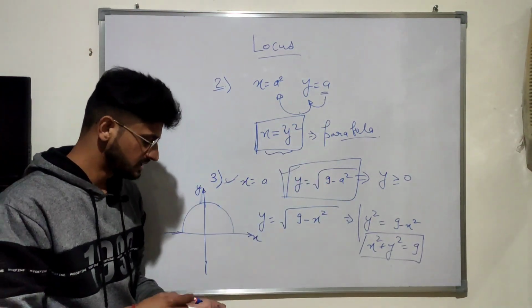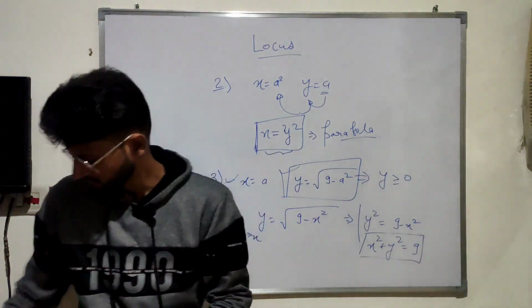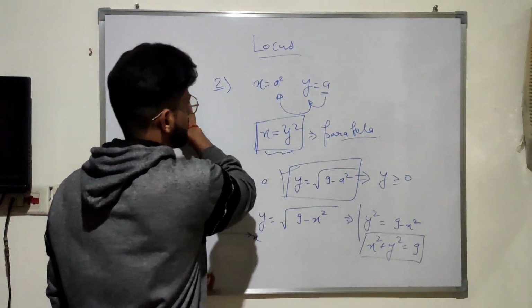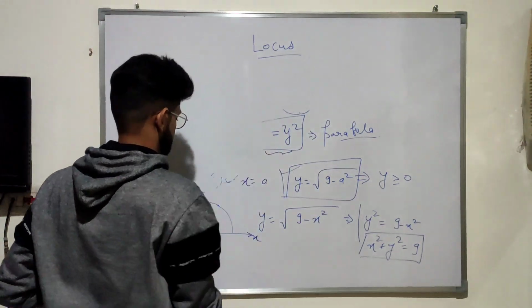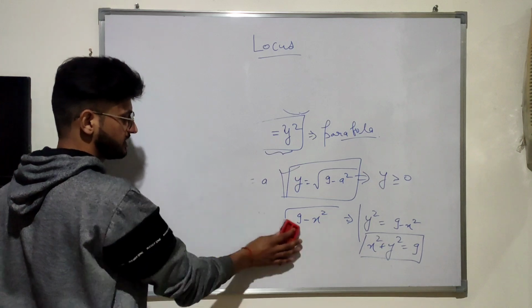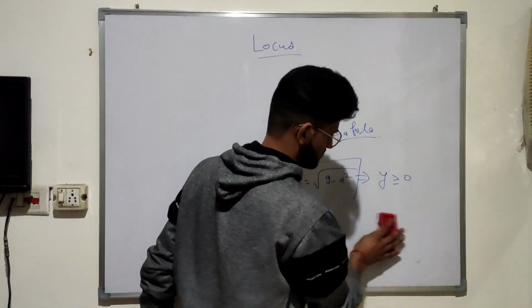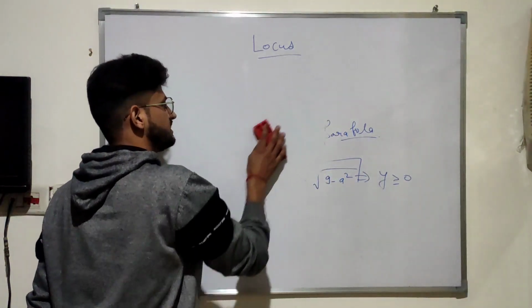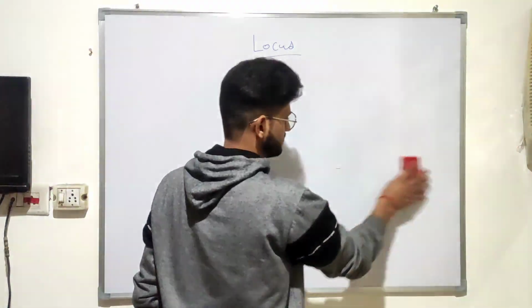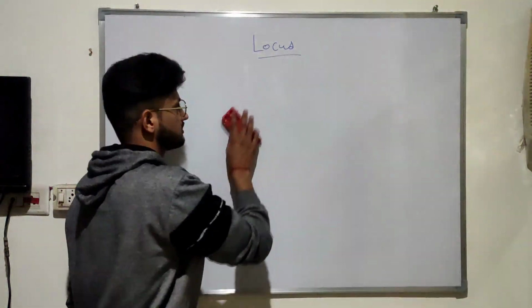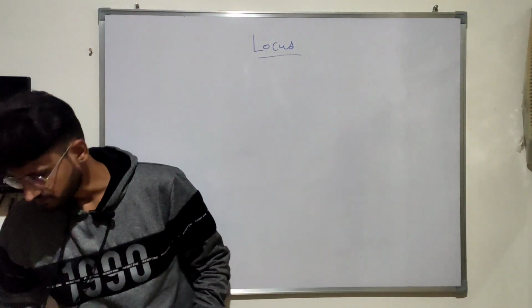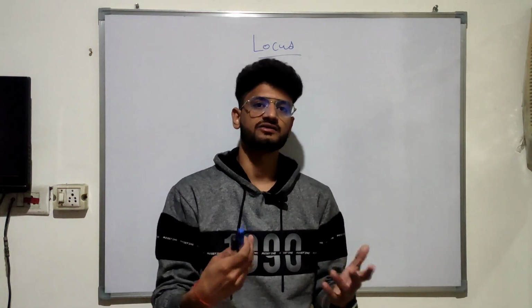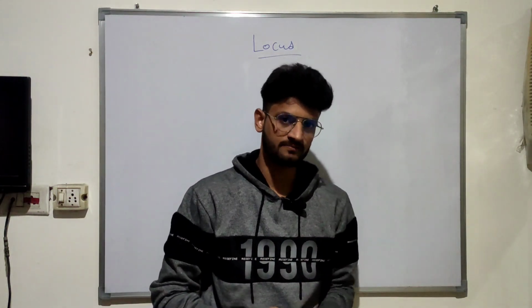Similarly, let's say if we have some other conditions also, and based on that we need to find the locus, then what will that be? Basically we are trying to understand what a locus is. Locus, we can say, is just a curve, or any geometrical figure, or any standard equation which we have read till now.